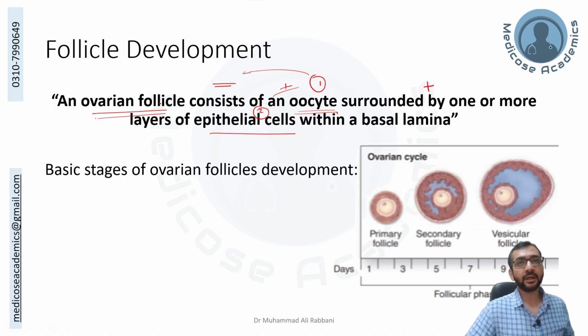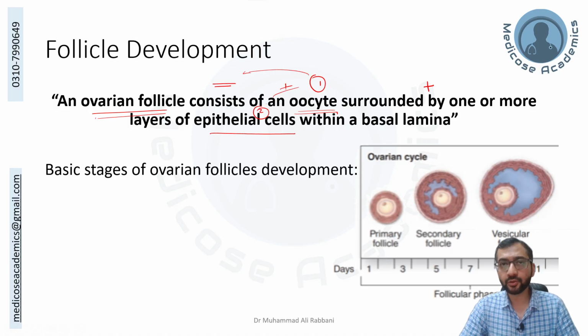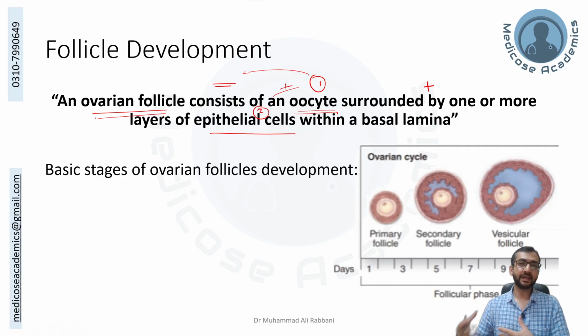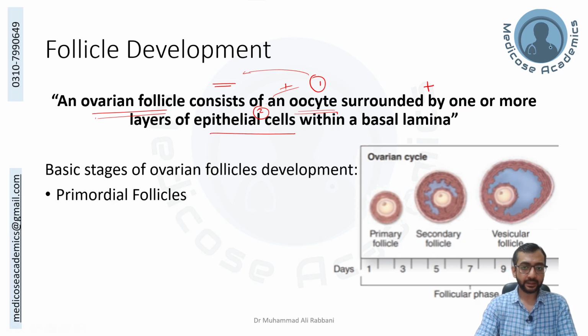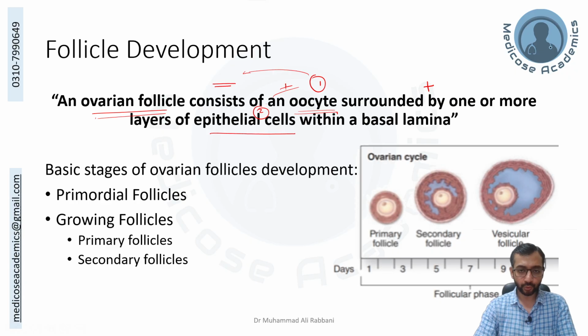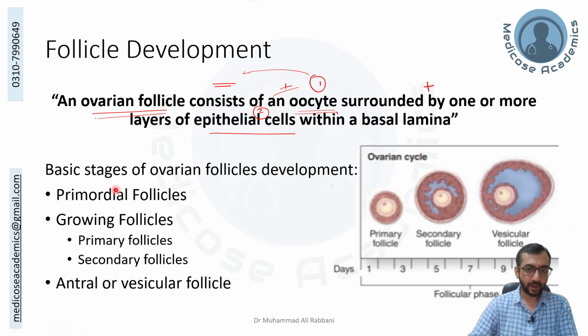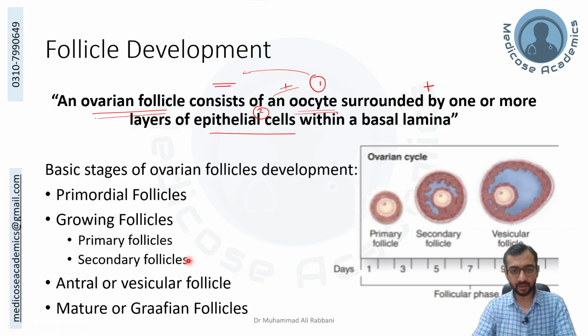So when the female gets to puberty, these FSH start to circulate in the body. They were not there previously, but now they are there, and then follicles go through different stages. The primordial follicles, then there are growing follicles, primary and secondary, and then there is the mature antral and vesicular follicle, and then the mature, pre-ovulatory follicle that is called the mature or Graafian follicle.